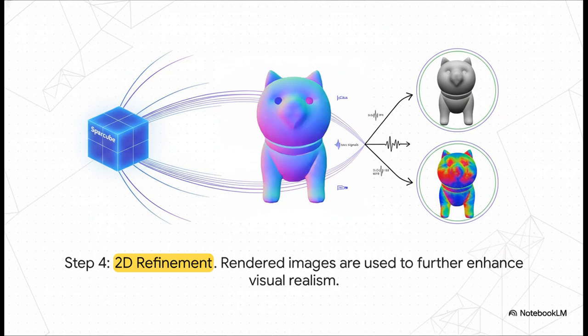And then, for the perfectionists out there, there's one last optional step. Because this whole thing is differentiable, meaning you can use calculus on it, you can actually render 2D pictures of the Sparcubes model, like a depth map. Then you compare that picture to a render of the original model. If there's any difference, the system uses that to make one final set of tweaks. It's basically a last-minute quality check to make sure the model doesn't just have the right numbers, but that it actually looks right from every angle.